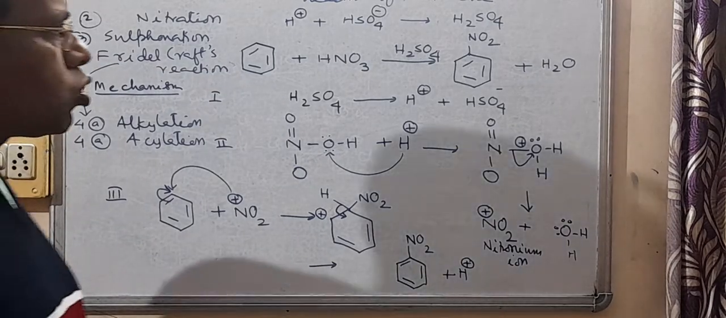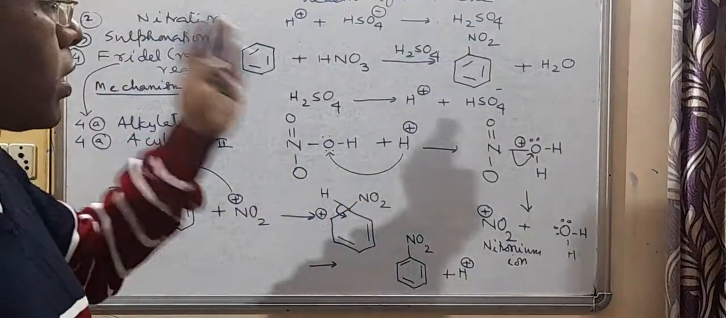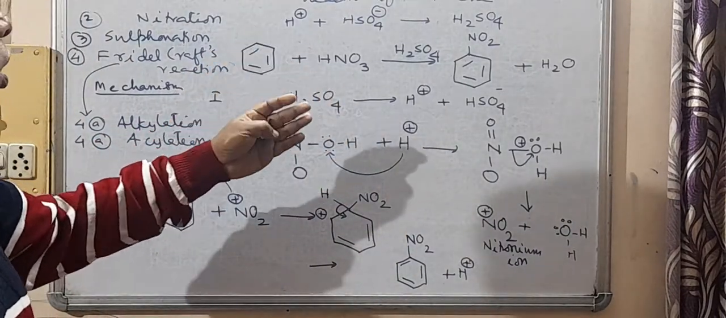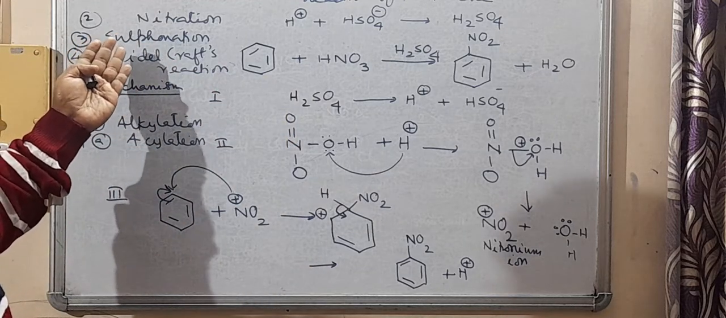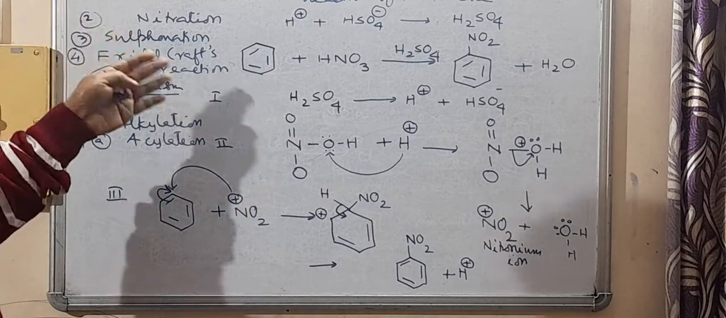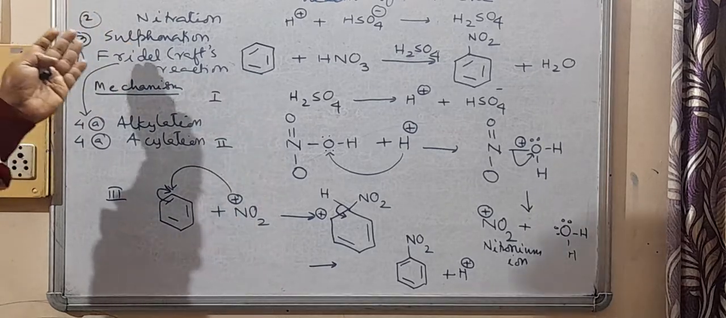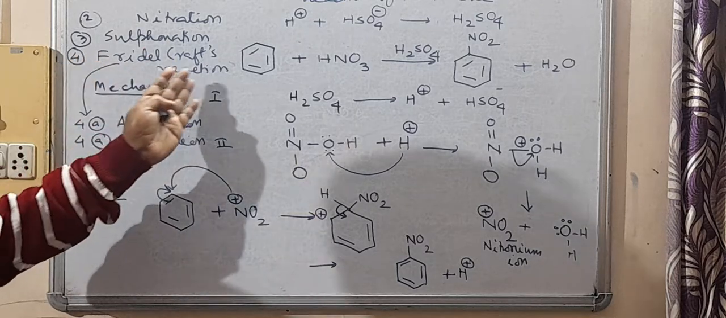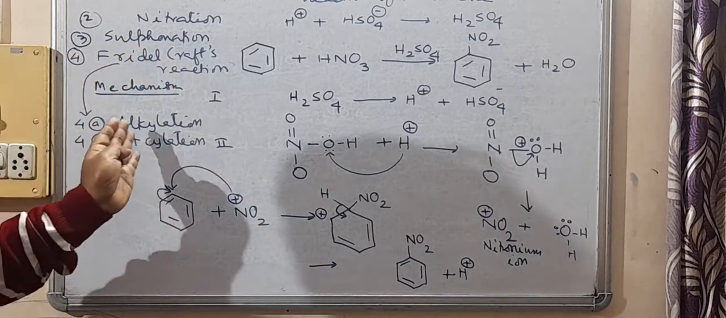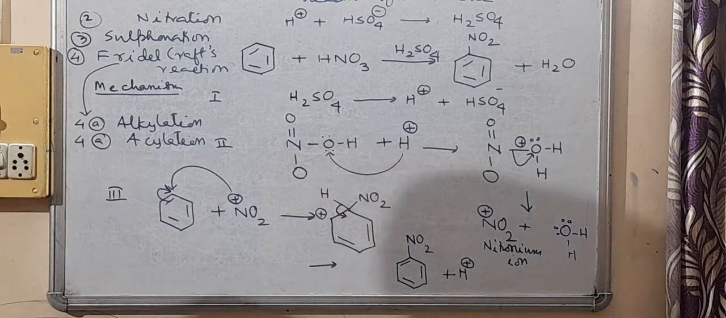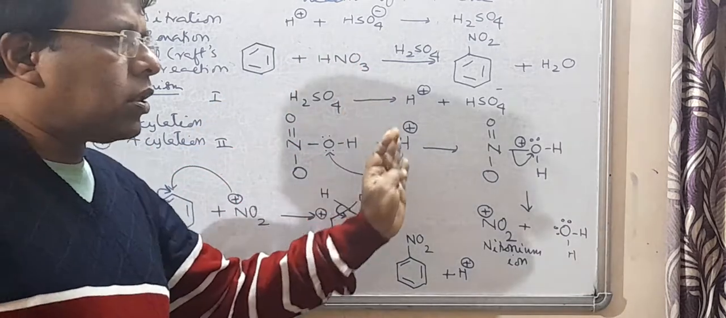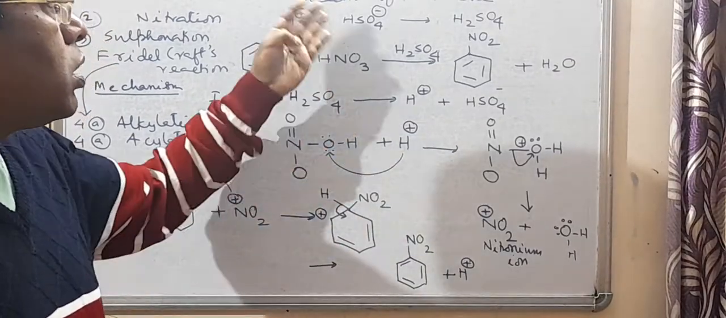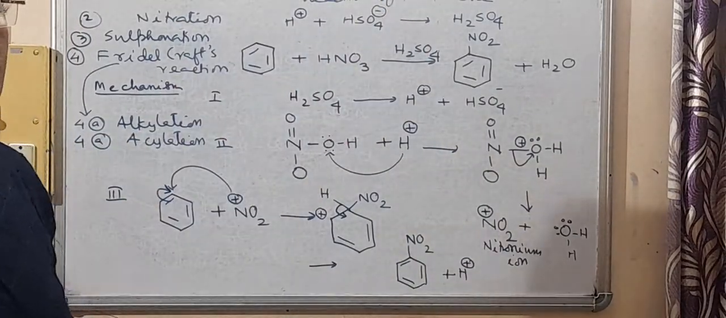So children, you should understand this mechanism. You have to practice this mechanism by writing. You have to find out for yourself by consulting your NCERT textbook. You have to do the mechanism of sulfonation, and the mechanism of the Friedel-Crafts reaction, which is of two types, alkylation and acylation. These are very important because time and again, in almost all chapters in organic chemistry, this electrophilic substitution of benzene will be coming.